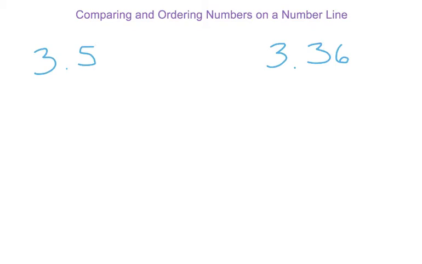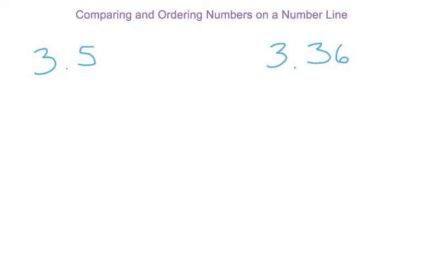Alright, so we're going to compare 3 and 5 tenths and 3 and 36 hundredths. In order to do this, I look at where these numbers first start to differ. They both have a 3 in the ones place, so I'm not going to go between 2 and 3 or 3 and 4. The ones are going to be the same. The tenths place is where they are different. So now I know it's going to be between tenths.